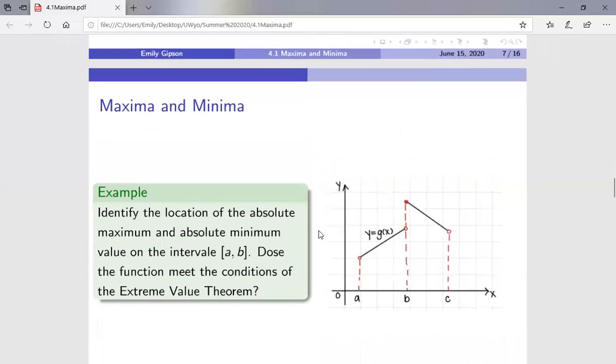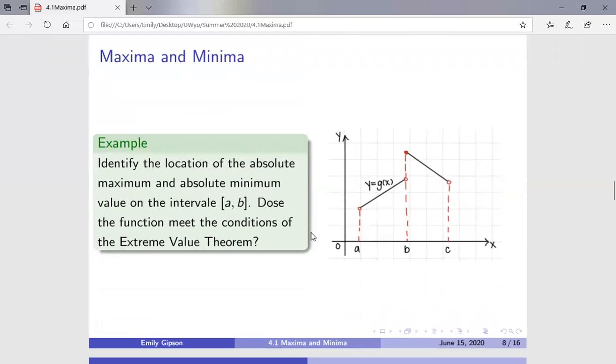Now, can we do this again for another graph? I want you to identify the location of the absolute maximum and absolute minimum values on the interval a to b. And then the question, does the function meet the conditions of the extreme value theorem? So let's think. Sorry, I mislabeled these. This should be a c in the middle and a b at the end. a has an open circle and c has an open circle. So we don't have a closed interval.